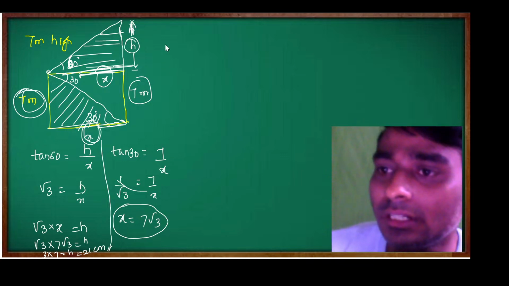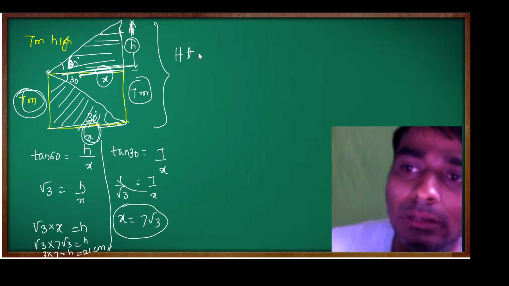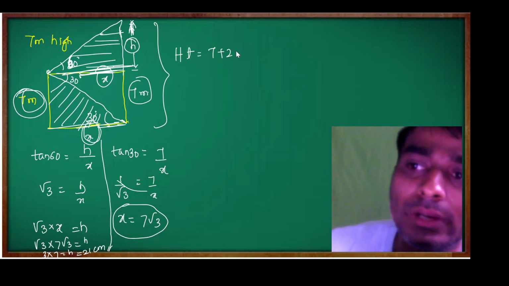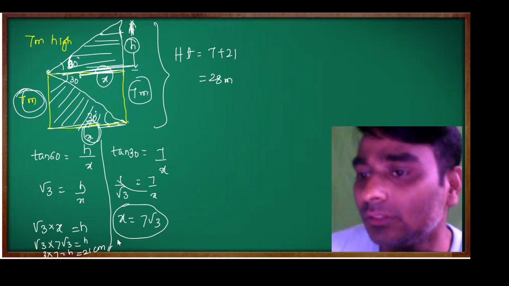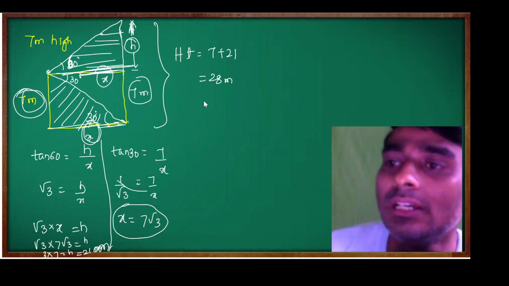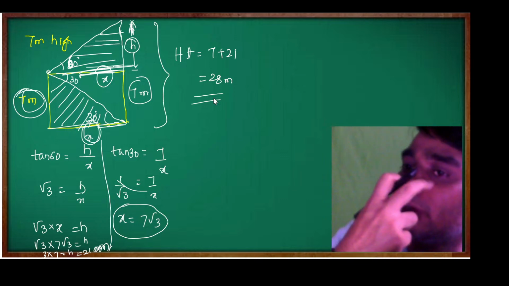21 meter. Now complete height. So complete height will be what? 7 plus 21, which is 28 meter. So take it as meter, not centimeter, everywhere meter. This complete height was asked, so 7 plus 21.